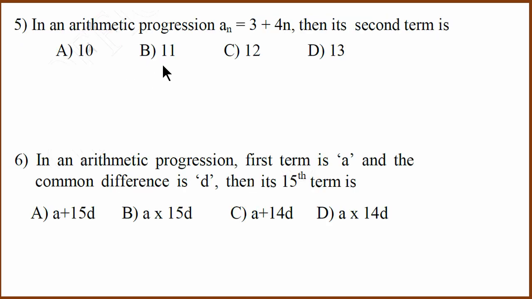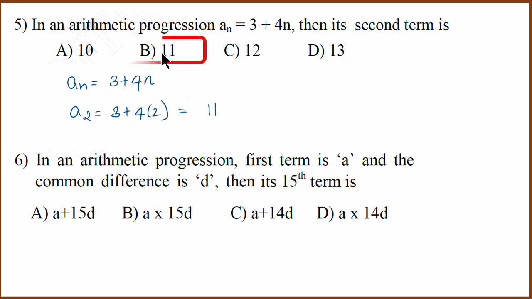Arithmetic progression question. It's a simple question. They've given you this equation, an equals 3 plus 4n. You have to find the second term. So if you substitute the value 2 in place of n, you get 11. So the correct answer is B.